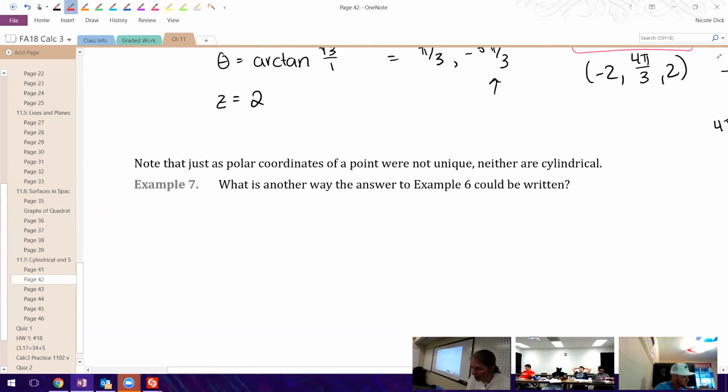But like we said, we already answered this. What's another way we could write the example for number 6 here? Well, that's what we just said. If we think of this as a negative radius, this is the same point.